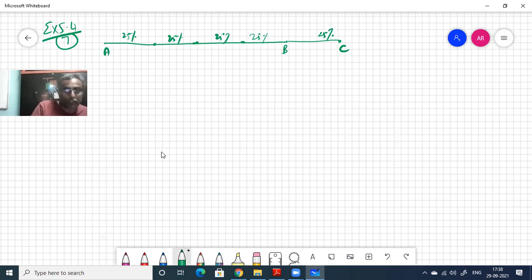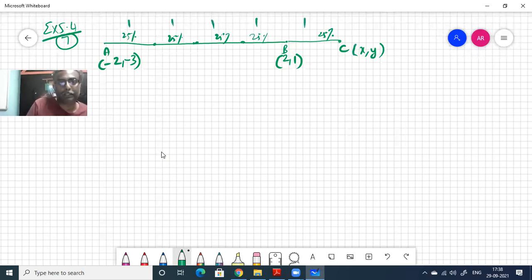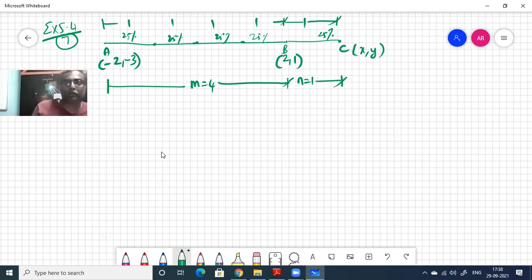If A and B have coordinates -2, -3, and 2, 1, find the coordinates of C. What is the coordinates of C? So how much? 1, 1, 1, 1, 1. This becomes 1 and this becomes another 1. So how many is here? 1, 2, 3, 4. So this is 4 parts. M is equal to 4 parts and N is equal to 1 part. You got it? Now what you have to do?